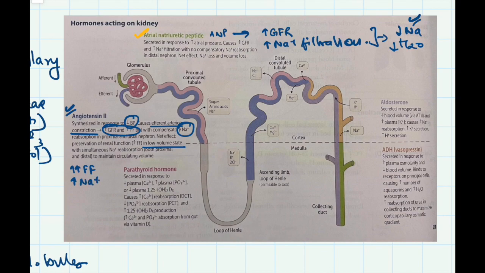The next hormone is parathyroid hormone, which is secreted in response to decrease in plasma calcium or an increase in plasma phosphate or a decrease in 1,25 calcitriol. So the actions of parathyroid hormone, as already discussed, are increase in calcium, decrease in phosphate and increase in vitamin D3. Right.